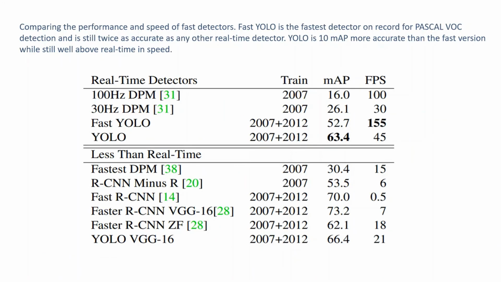Now let's have a look at some comparisons of the YOLO algorithm with other methods as well. As you can see, the YOLO algorithm is quite fast, at the same time having high accuracy. For example, YOLO has a mean average precision of 63.4 with 45 frames per second, and Fast YOLO has 155 frames per second with a 52.7 mean average precision. Other methods are able to achieve good accuracy, but their runtime is not really good.